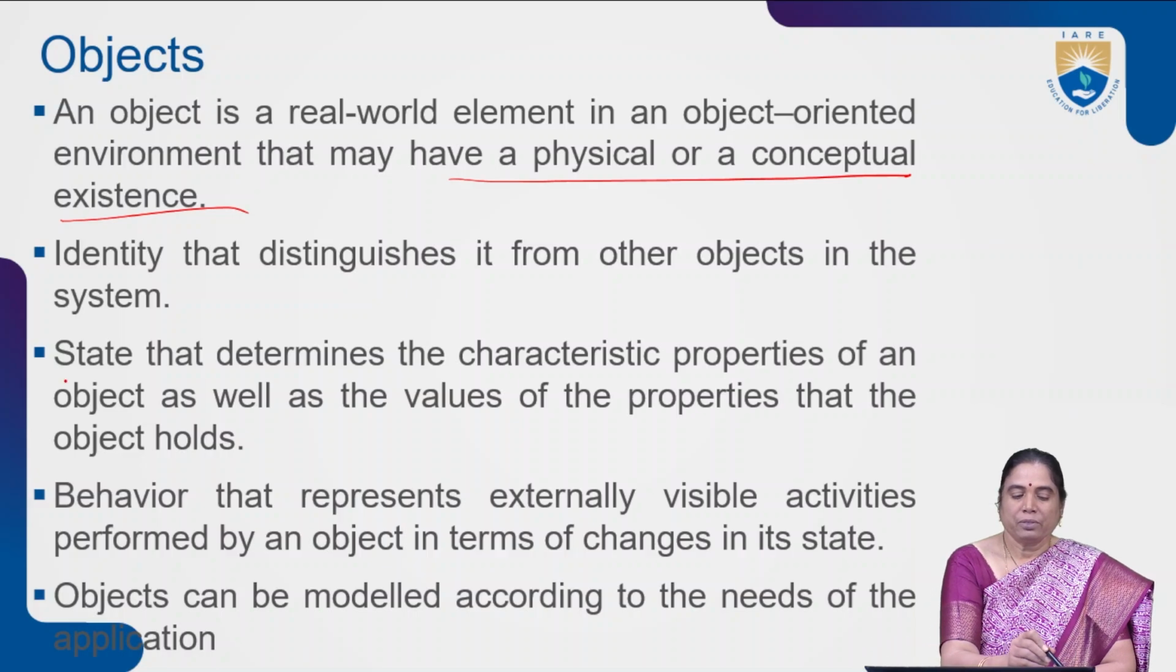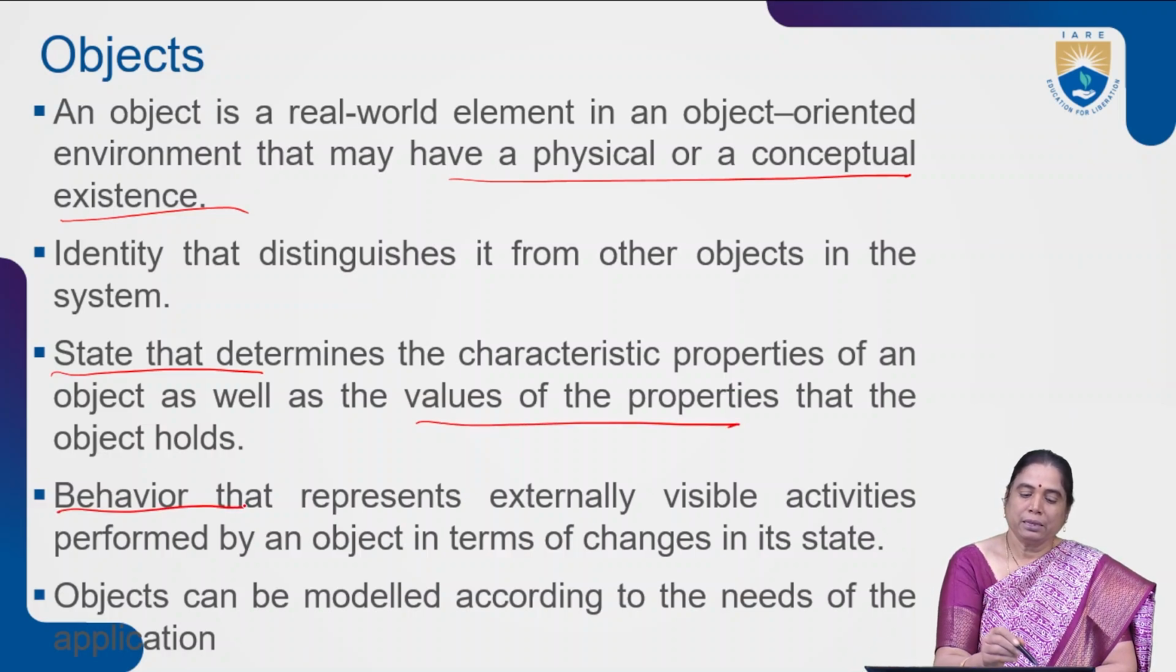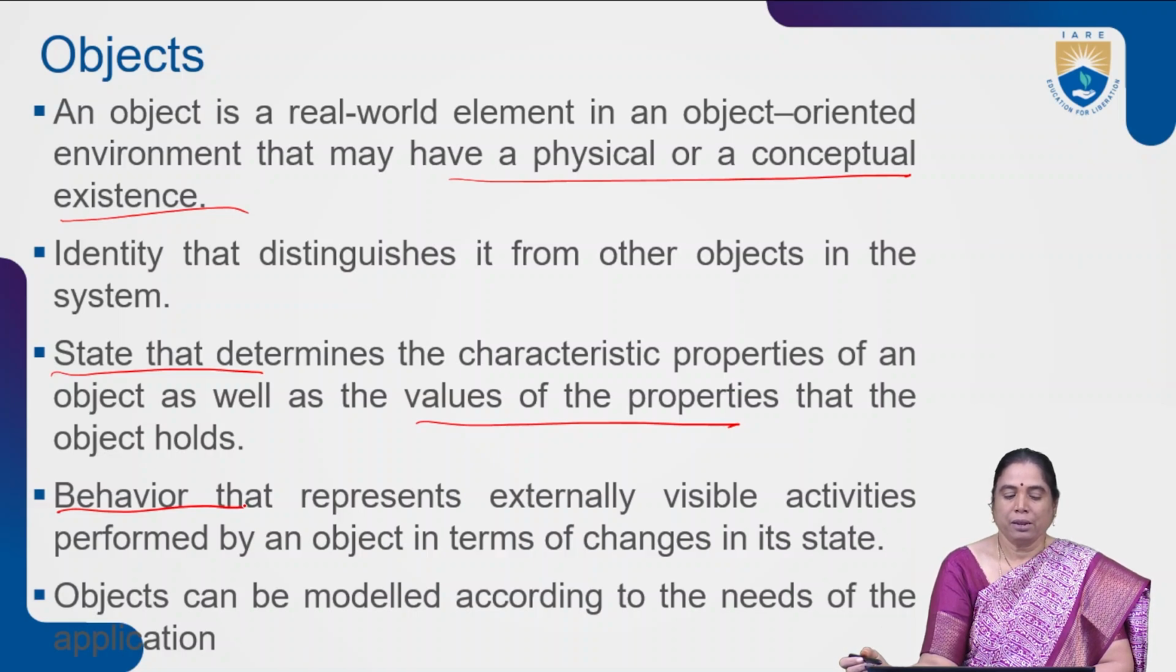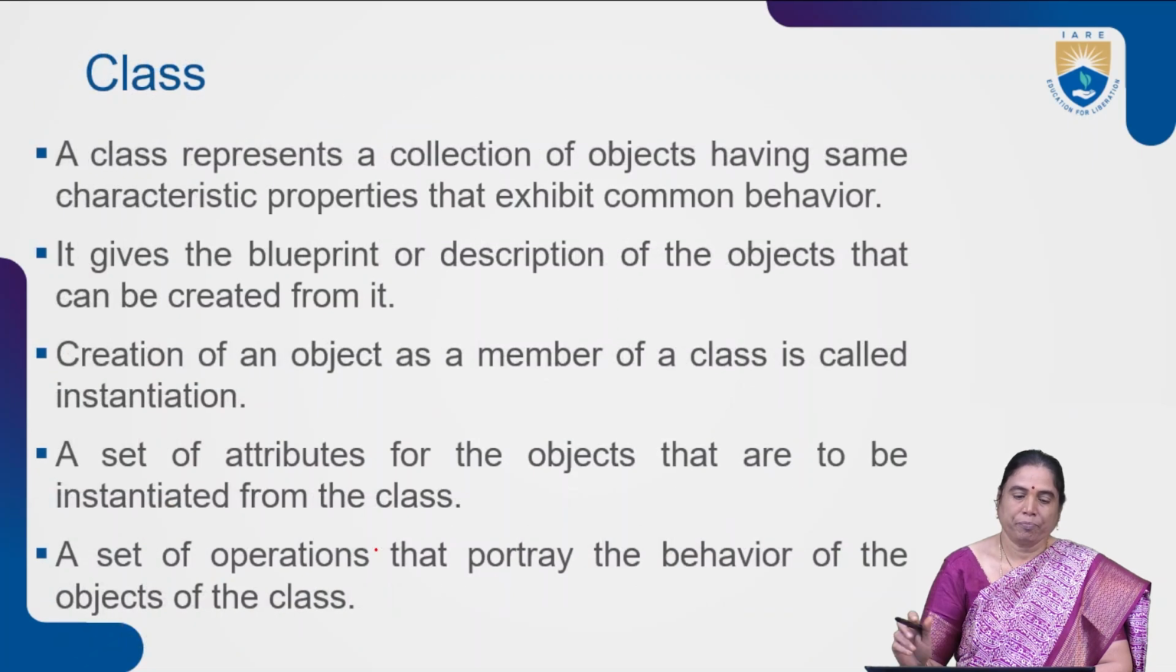State determines the characteristic properties of the object as well as the values of the properties that the object holds. Behavior represents externally visible activities performed by an object in terms of changes in its state. So how these objects respond to external stimuli is exhibited with the behavior. Objects can be modeled according to the needs of the manipulation or implementation.